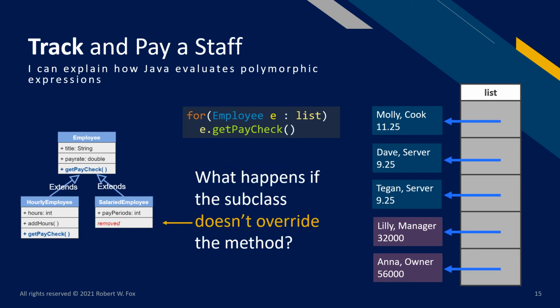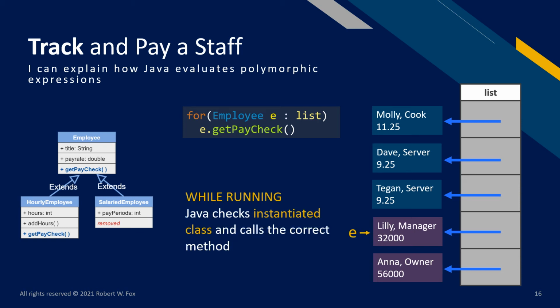So we know we need to have the getPaycheck method in the employee class, but what if we were to choose not to override it in one of the subclasses? So in this case, I'll remove it from salaried employee. So how is Java going to handle this situation? Since we do have that getPaycheck method in the employee class, the code is going to run this time. Java is not going to have a problem with it.